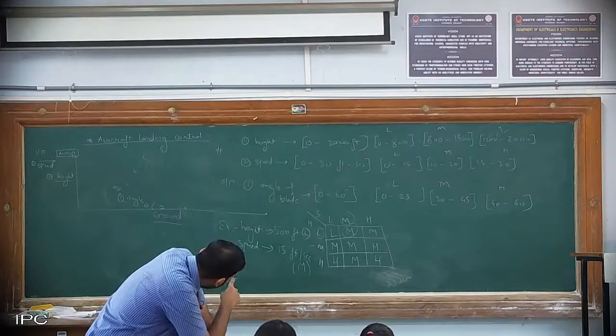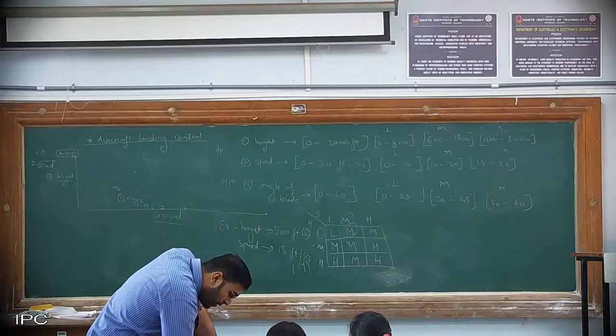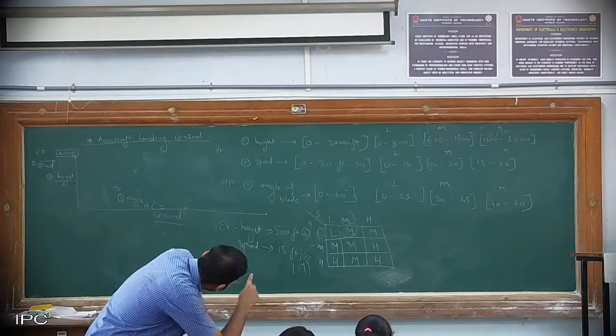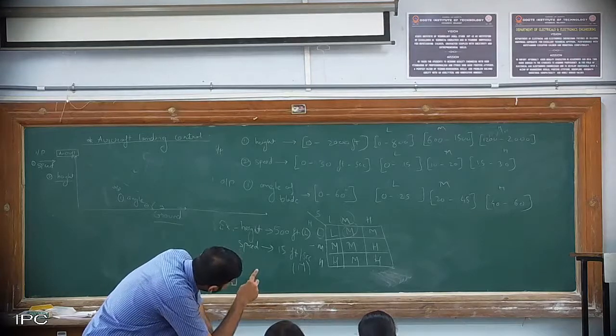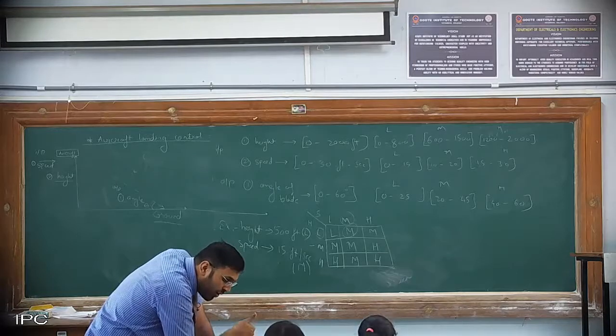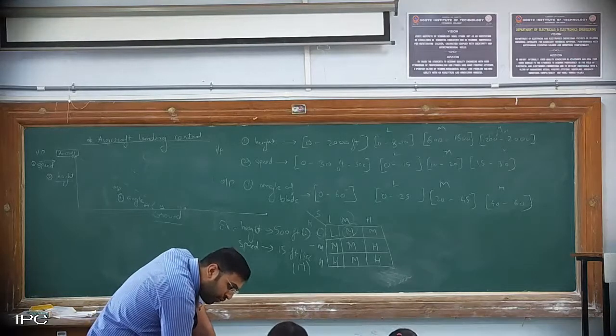Next, 15. Now 15 comes here. So 5, 10, 15, okay. So 15 you can see here, there is a band from 0 to 15. And then there is a band from 10 to 20. So where will 15 come? It will come in low as well as medium. But the computer cannot take two inputs. So it has to only have one input.